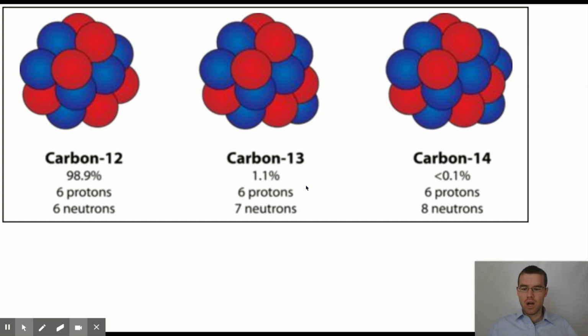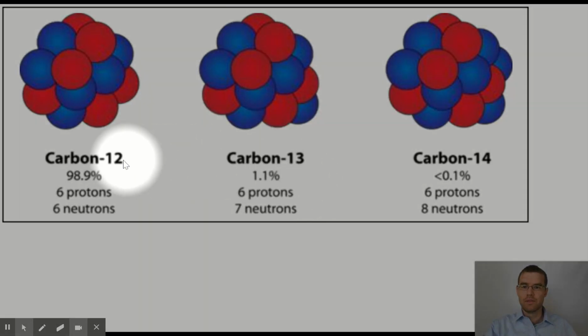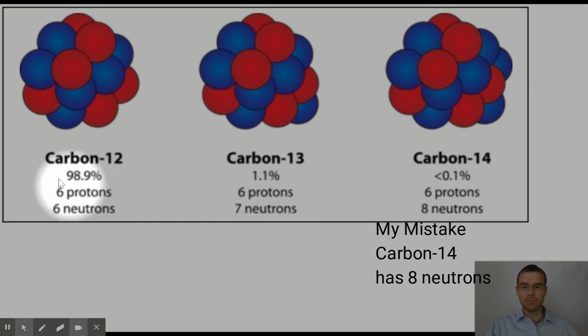We have carbon 12, carbon 13, and carbon 14. You'll notice that all of them have six protons. If you have a different number of protons, you've got a different element, and it wouldn't be carbon. All carbons have six protons. What's changing is the number of neutrons. Carbon 12 has 6 neutrons, carbon 13 has 7, and carbon 14 has 8.